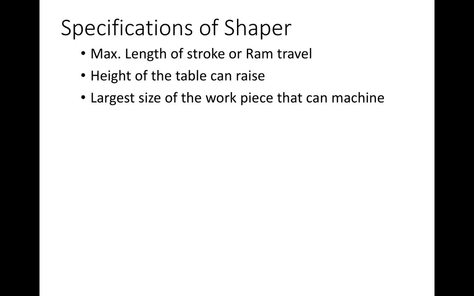First, the most basic and important thing is the maximum length of the stroke, or the travel of the RAM. Travel is nothing but how much distance it can move from the start to the end of the stroke. That length of travel is one of the basic specifications of a shaper. Based on that, you can decide how much length of workpiece you can machine at a time, and how much length of workpiece you can keep on the work table.